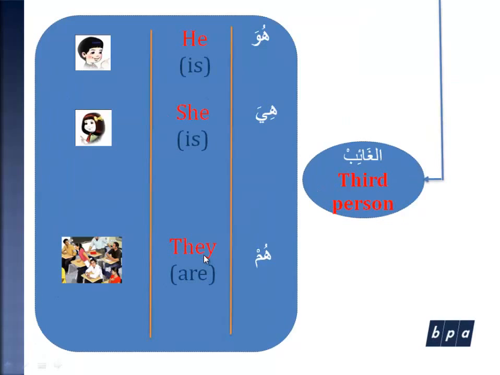For the third person, al-ghaib, it is he or he is in English, it's huwa in Arabic. She or she is, for a female, it's hiya in Arabic. For they or they are, it's hum in Arabic.